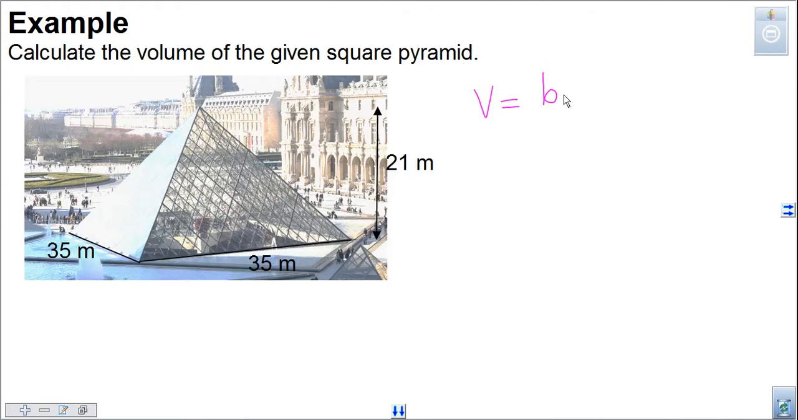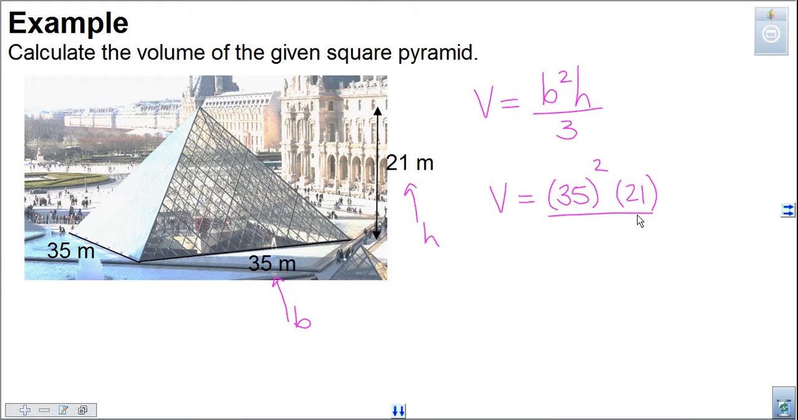So the formula for the volume of a pyramid is B squared h divided by 3. Now, B stands for the base, which in this case is 35. Okay, and B is the same all the way around because it's a square on the bottom, and the height is 21. So this is B, and this is H. So we're just going to go ahead and replace the letter B here with the number 35. Okay, squared, because it's B squared, and then h is 21, and then divided by 3.